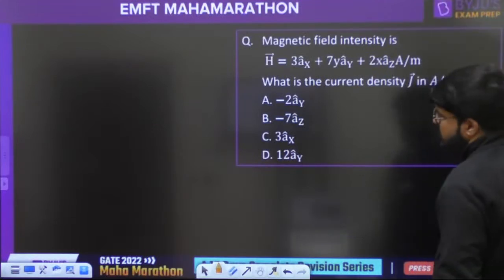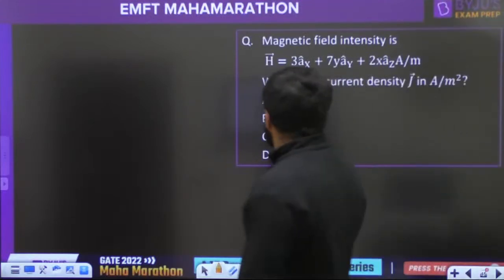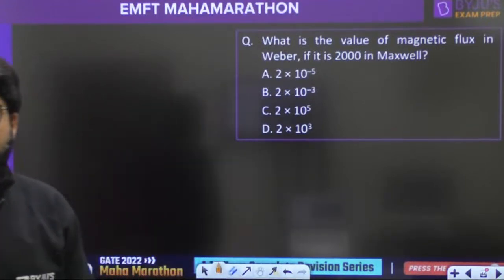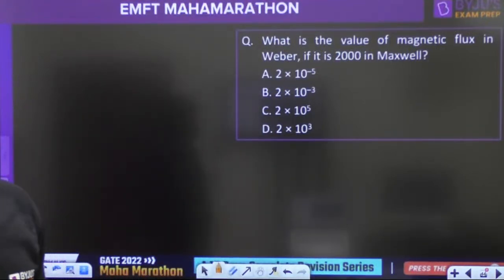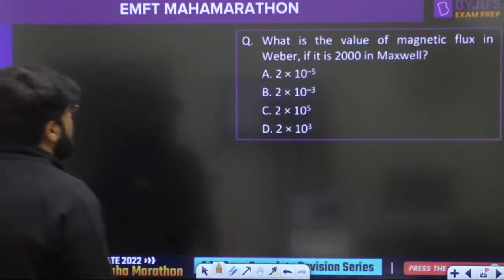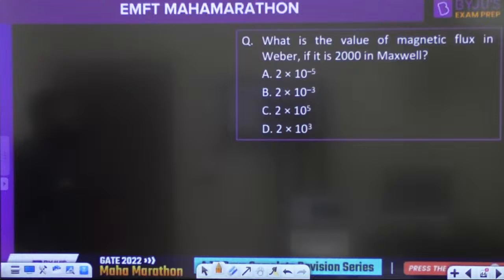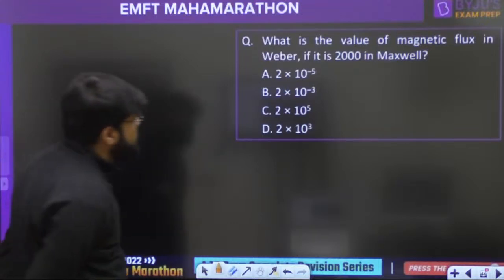Next question, simple one. Tell me this one first, right? Okay, this one was Darshana, yes. But not the previous one, only this one. What is the value of magnetic flux in Webers if it is 2000 in Maxwell?